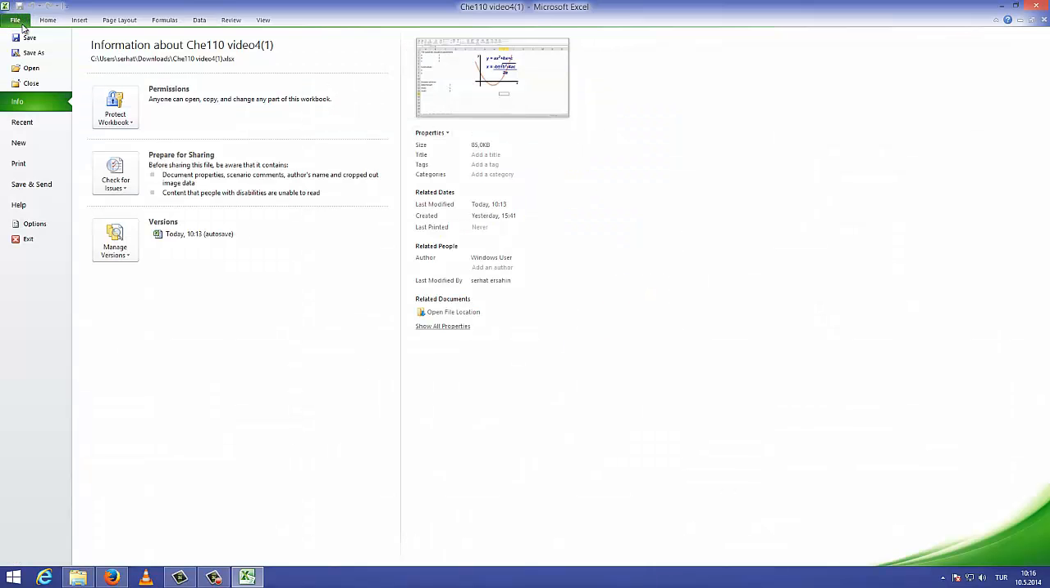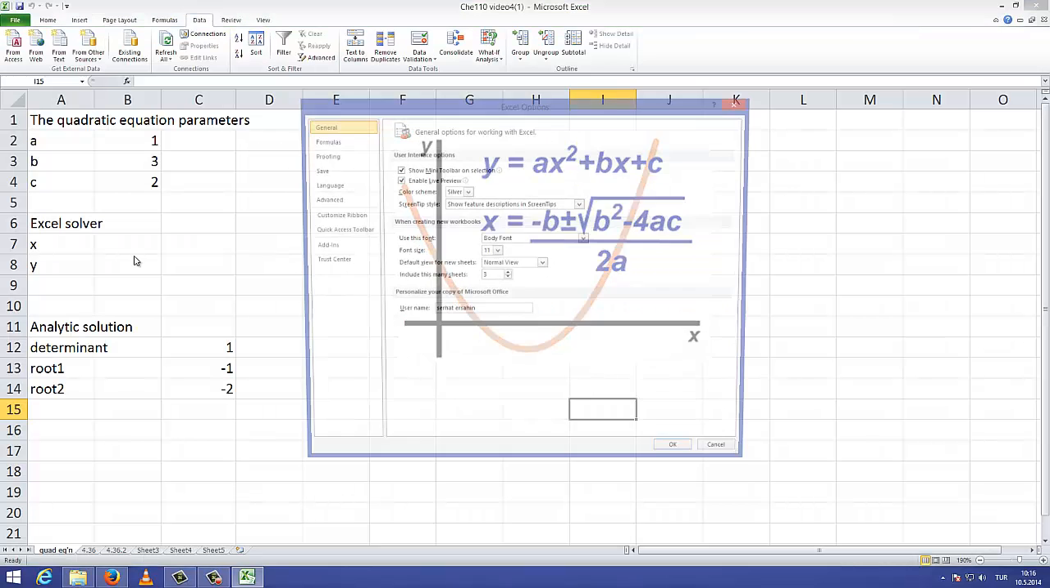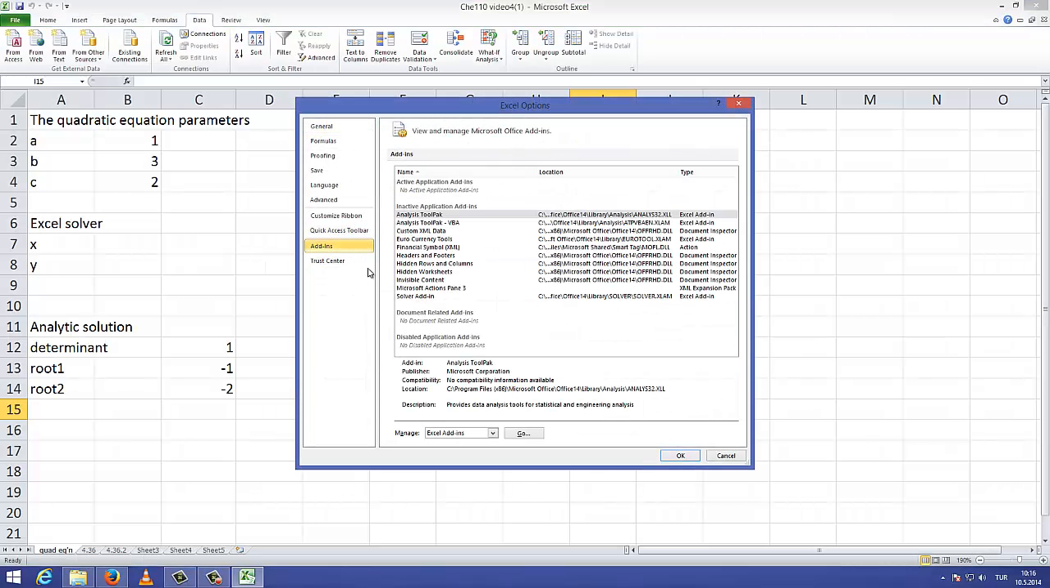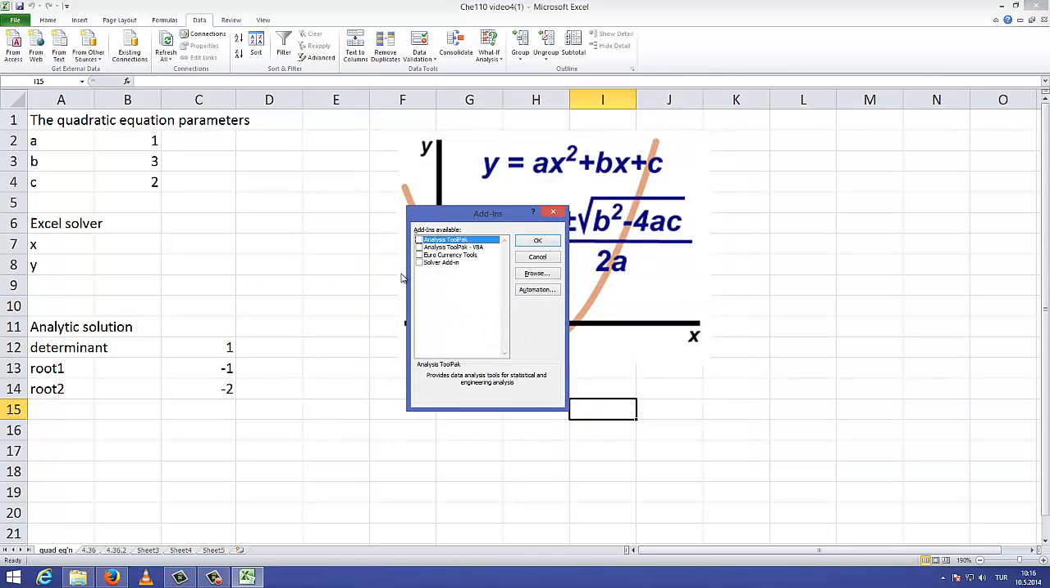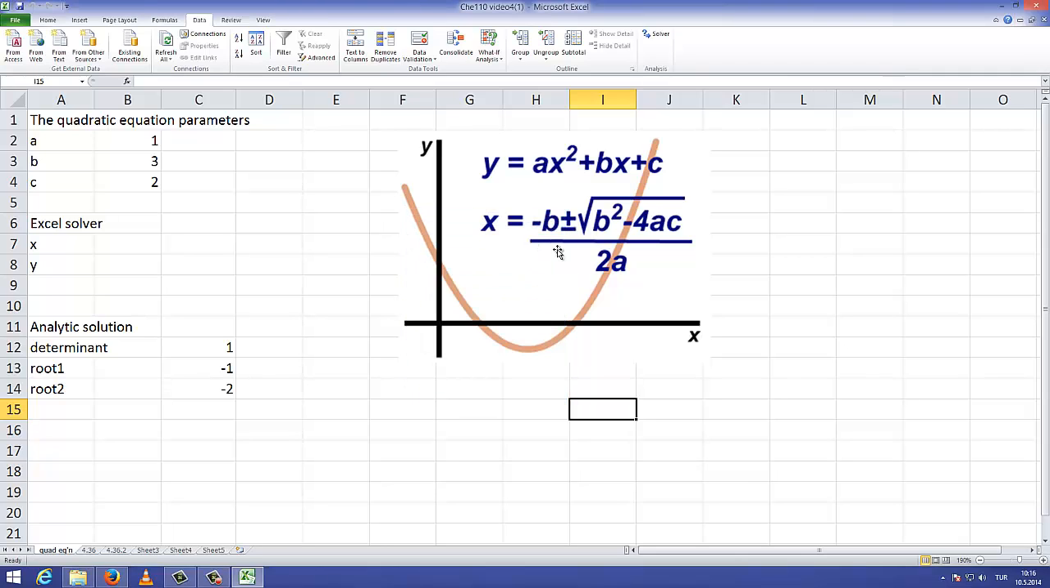So first, I go to File, I go to Options, then I click Add-ins. You see here the Solver add-in. When you select it and click Go, you can activate it by just clicking here and clicking OK. Alright, you see under the Analysis section, you will have Solver.